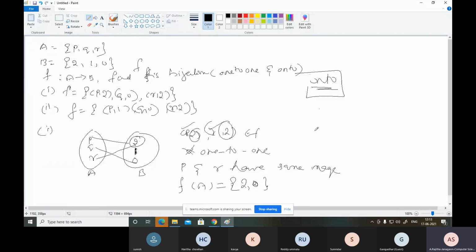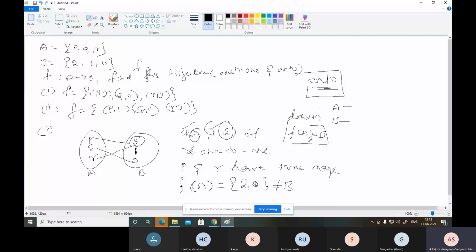Here this does not belong to B. Compulsorily, f of A must be equal to B. f of A is nothing but the images. So if these images are equal to B, then this is called onto. This is what onto is. Here f of A is the range and B is the codomain. So if f of A is equal to B, then we can call it onto. So this is not an onto function also.